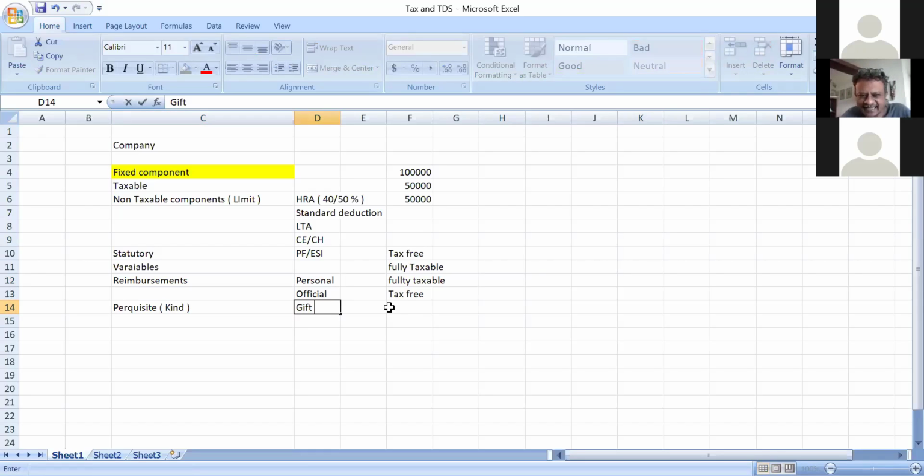These are gifts. I think last I heard, a gift of up to 5,000 rupees, like a Diwali gift, if the value is up to 5,000, it is tax free. But let's say I decide to give every employee an iPad worth 60,000. Only 5,000 rupees will be tax exempt. The remaining 55,000, the employee has to pay the tax.